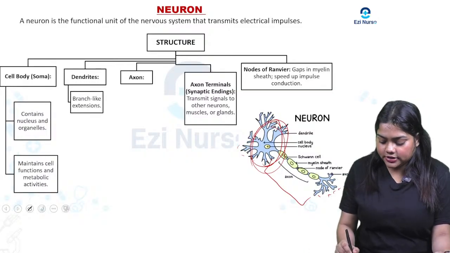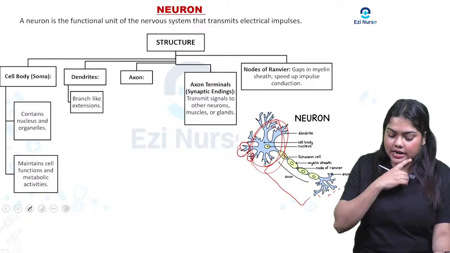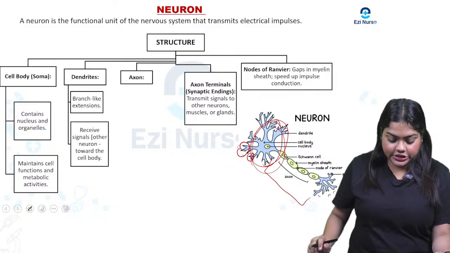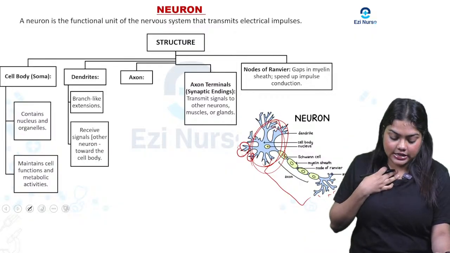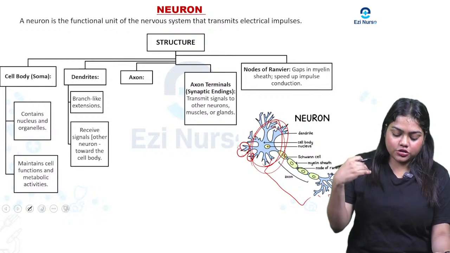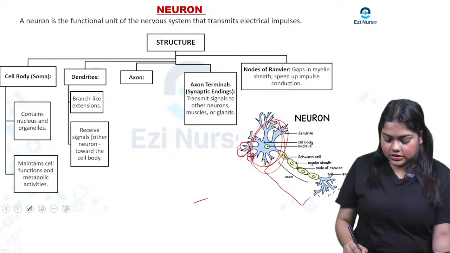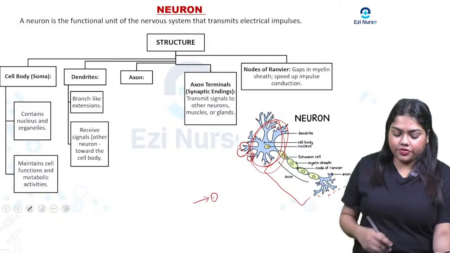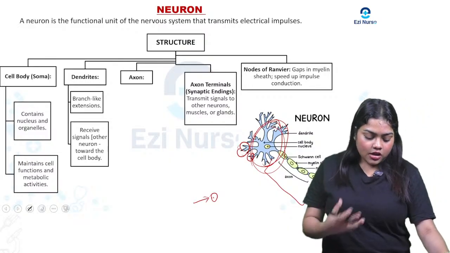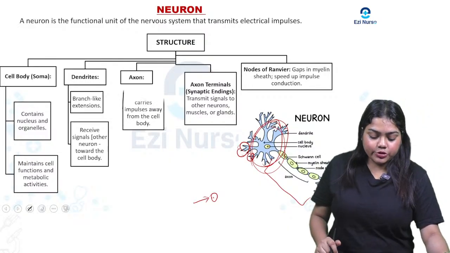Come to dendrites. These are the branch-like extensions, and they receive signals from other neurons toward the cell body. Towards the cell body, it will receive the signals.